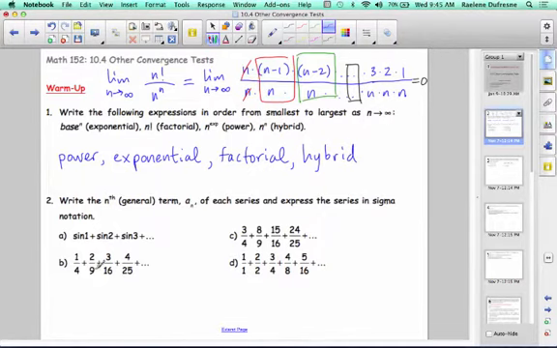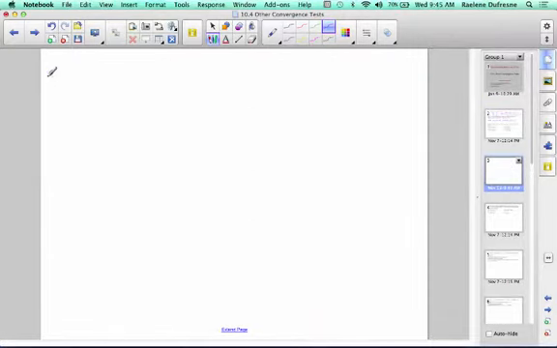In number 2, write the nth general term an of each series and express the series in sigma notation. Well, what we're looking for here is to do some patterning. So let's take a look at 2a.